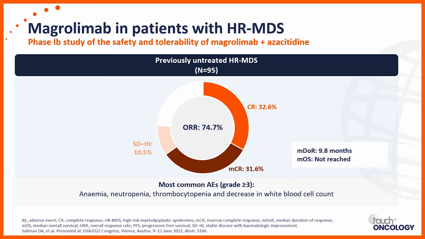The median duration of response is around 9 months, and the median overall survival, because the drug is still under evaluation and the study is still ongoing, was not reached. There were some adverse events, though, like anemia. There is a hemolytic anemia, not immune, but because of phagocytosis. And this was the reason why the study was kept on hold for a while. But then, when this safety issue was cleared, the study started again.